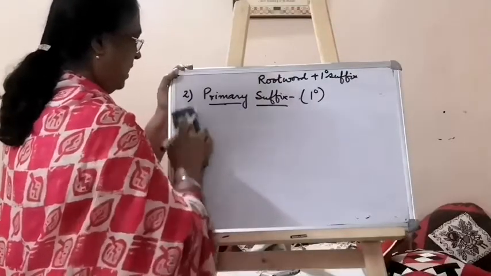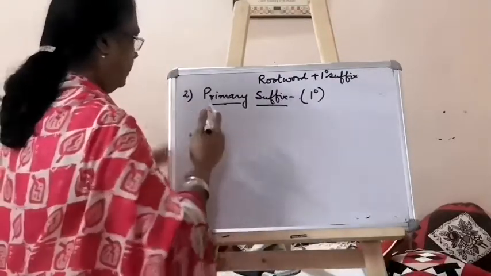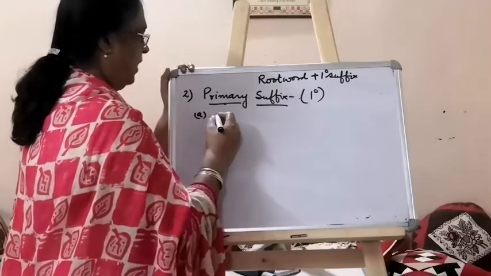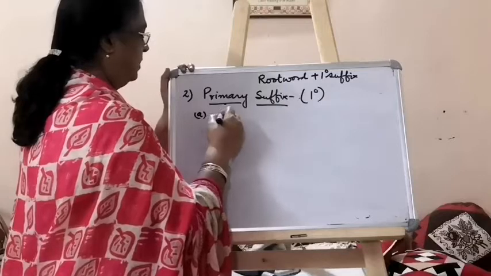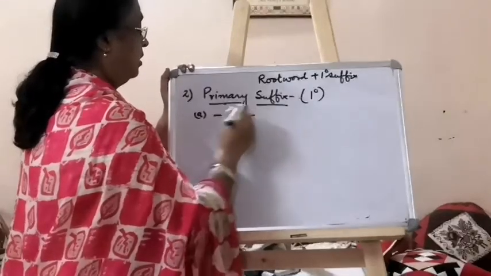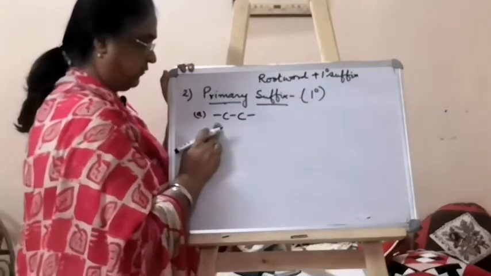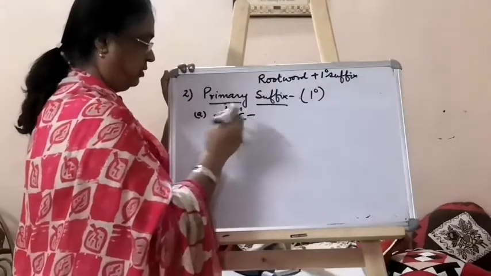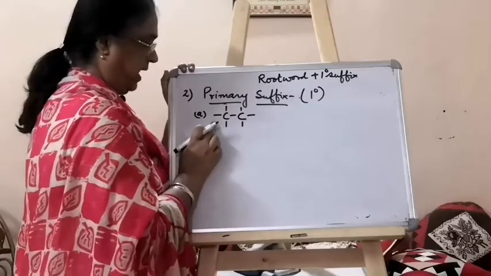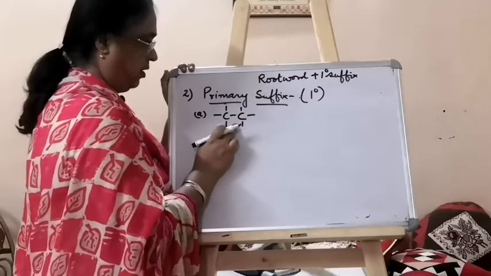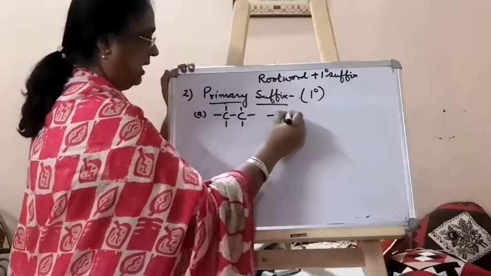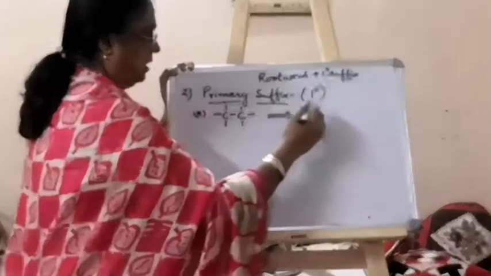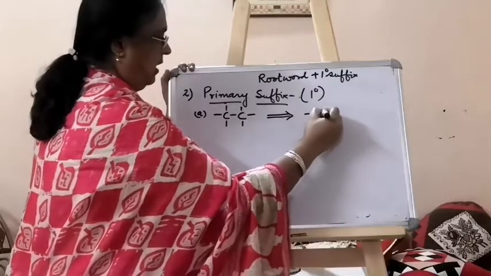Primary suffix is of three types, that you know. When there is carbon-carbon single bond, you know carbon valency is 4, so around one carbon there will be 4 single bonds. So when we have a carbon-carbon single bond, you have studied that the suffix used here is ane.